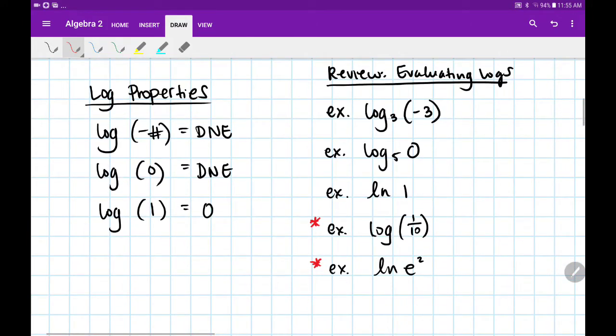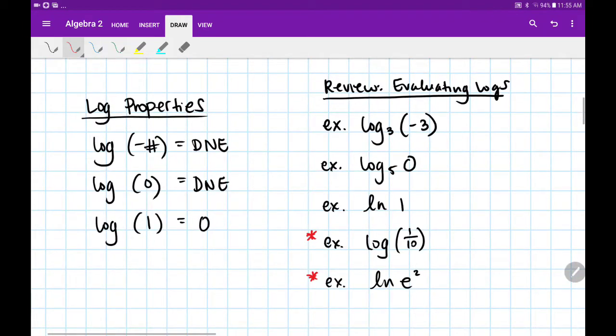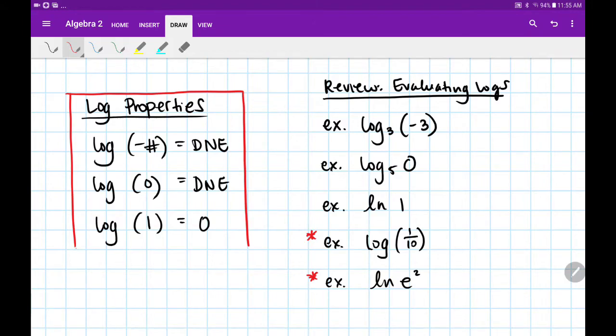So before we begin, let's do a couple of quick exercises. I want you to take a minute, write down these log properties into your notes. These are properties you really should memorize. We explain in class why they are so, but it's really important to just memorize them as well. So here's what you need to know.